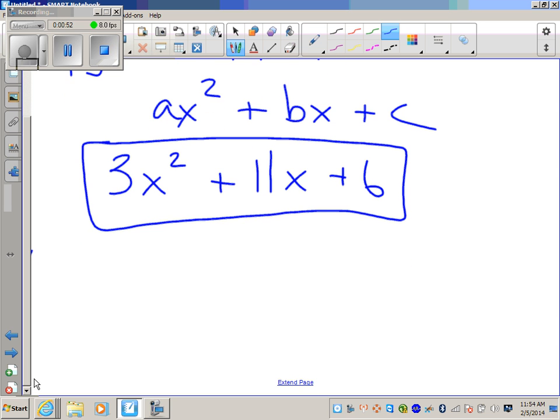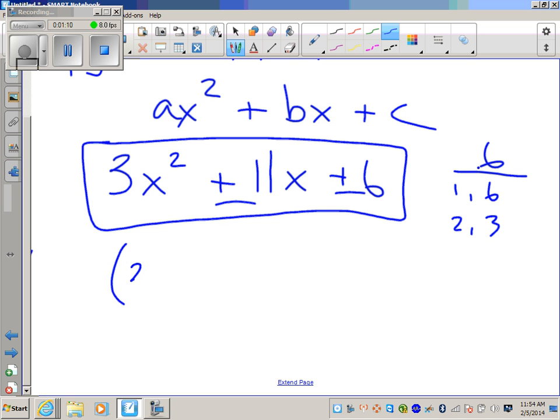So when I think of the factors of 6, it's positive, that's positive. I can pretty much assume that I'm going to have positive factors of 6. I'm going to have a 1 and a 6. I'm going to have a 2 and a 3, correct?